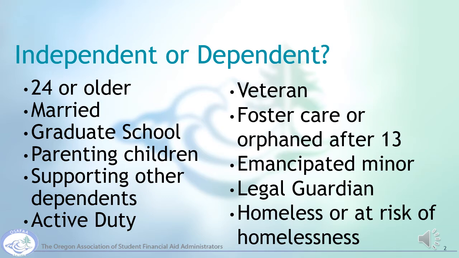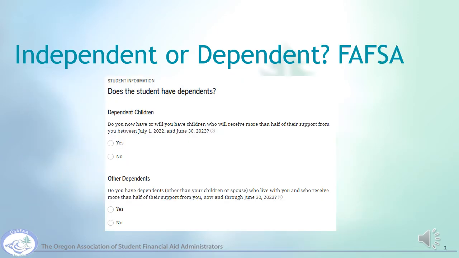On the opposite side, if a student answers yes to just one of these questions, the student is considered independent and does not need to provide parental information. The FAFSA will prompt the student to answer a few questions at a time.